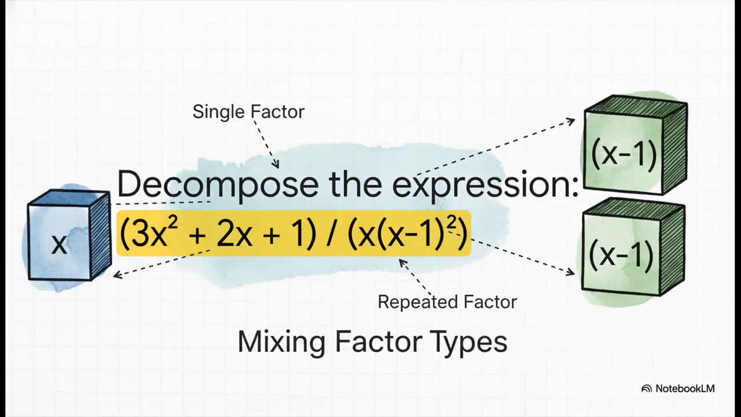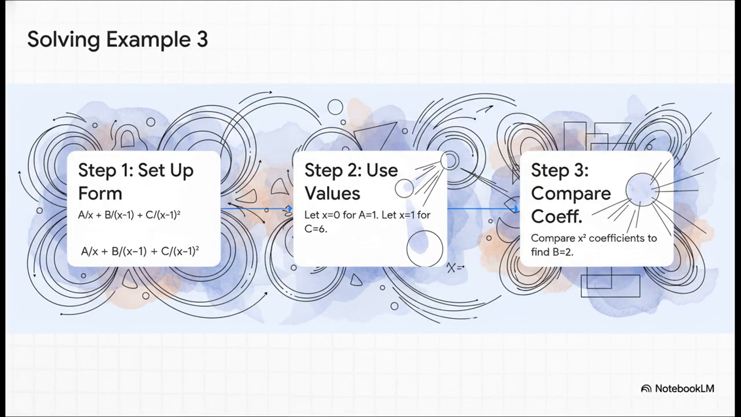Okay, for our final and most advanced example, we're going to mix everything together. We've got a simple linear factor, x, combined with a repeated linear factor, x minus 1 squared. This is where all of our skills really have to come together. The setup for this one needs 3 fractions: one for x, one for x minus 1, and one for x minus 1 squared.